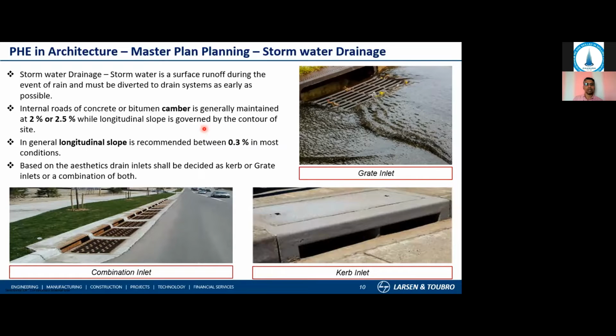If your terrain permits, you can follow the terrain. If not, if it's a flat terrain, then probably you can go with your minimum 0.3% slope to get the stormwater to get away.